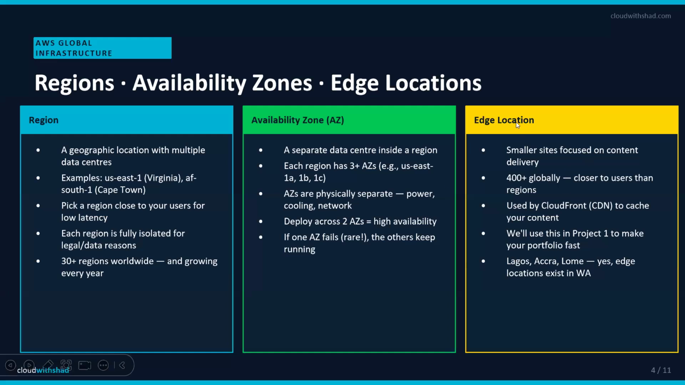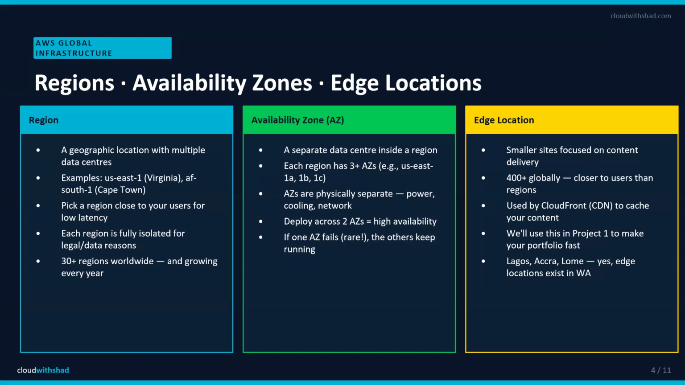Now, the last one, edge location. These edge locations are almost the same as data centers. Just take it like that. An edge location is just a single data center. And why do we have edge locations? Why don't we just call them data centers, if they are really just data centers? It's just because of how we use edge locations.